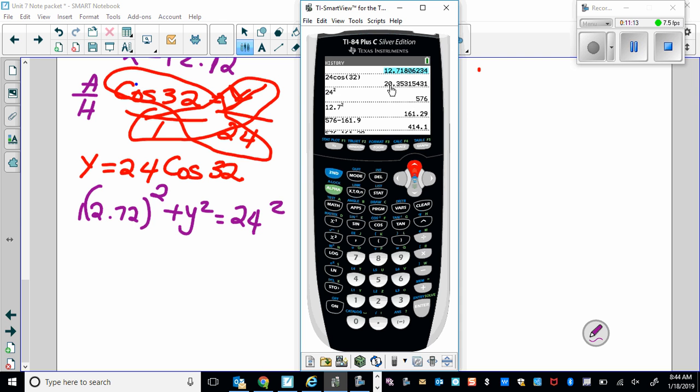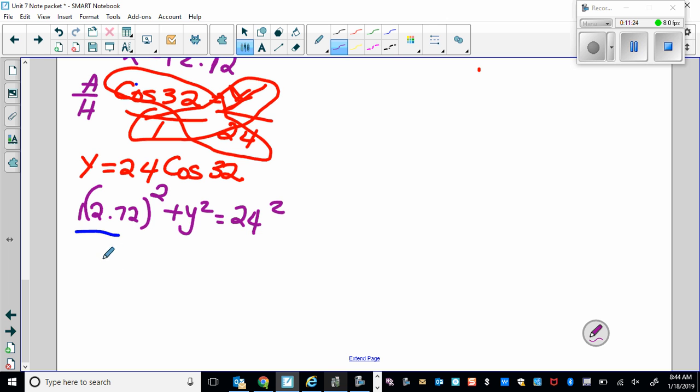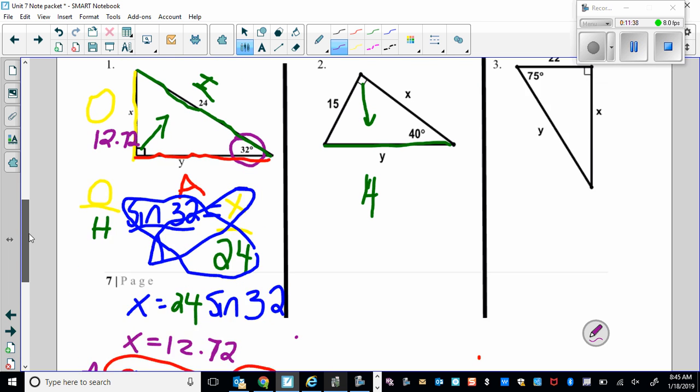But even if you decided to do it this way, because this is a rounded answer, right? If I had used the whole number in here, it would have given me the same thing. So it's going to be 20.35. 20.35 is y. Okay, so you guys decide which method you like to do.